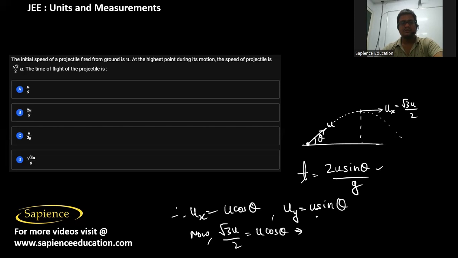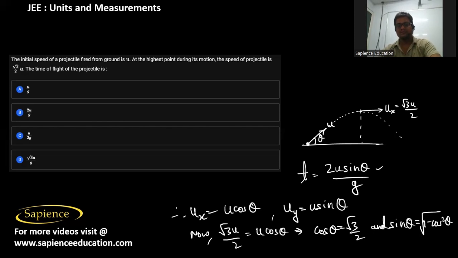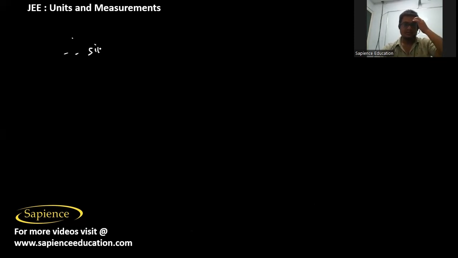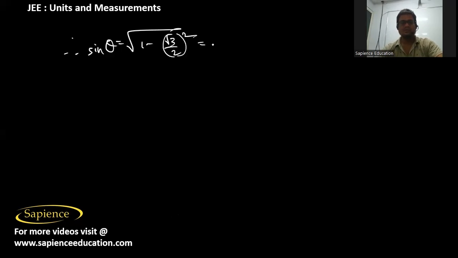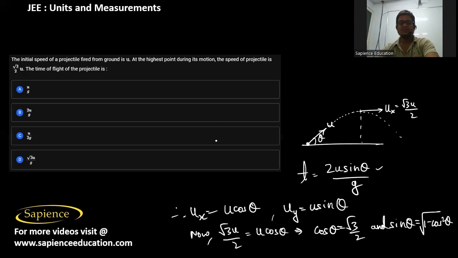Therefore cos theta will be equal to root 3 by 2, and therefore sine theta will be equal to square root of 1 minus cos square theta. Therefore sine theta will be equal to root over 1 minus root 3 by 2 whole square, is equal to root over 1 minus 3 by 4, which is equal to root over 1 by 4, which is equal to 1 by 2. So sine theta is 1 by 2.